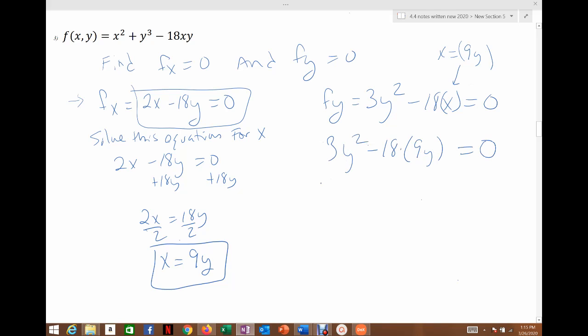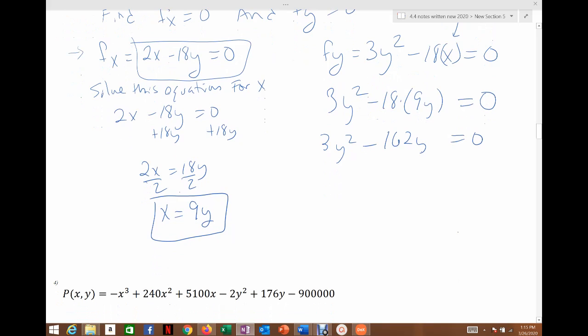And then simplify. 18 times 9 is 162. Now it's a quadratic, so you solve a quadratic. There's a bunch of methods. You can solve by factoring, quadratic formula, or graph it and find its zeros graphically, all perfectly fine methods. I'm going to solve it by factoring.